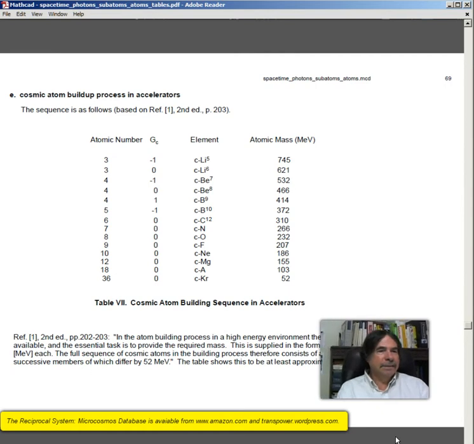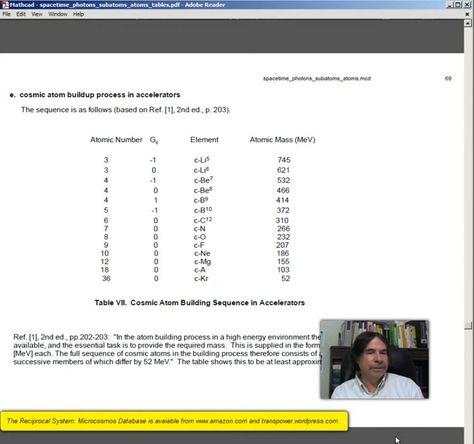And here you can see table 7, cosmic atom building sequence in accelerators, cosmic atom buildup process in accelerators. Sequences as follows, based on reference 1, second edition, page 203. Reference 1, second edition, pages 202, 203, quote, in the atom building process in a high-energy environment, the necessary energy is readily available, and the essential task is to provide the required mass. This is supplied in the form of C krypton atoms, mass 51.73 MeV each. The full sequence of cosmic atoms in the building process, therefore, consists of a series of elements, the successive numbers of which differ by 52 MeV.